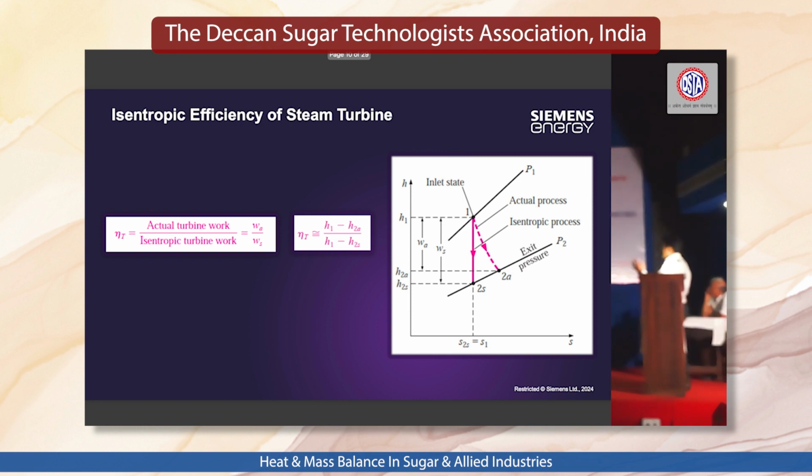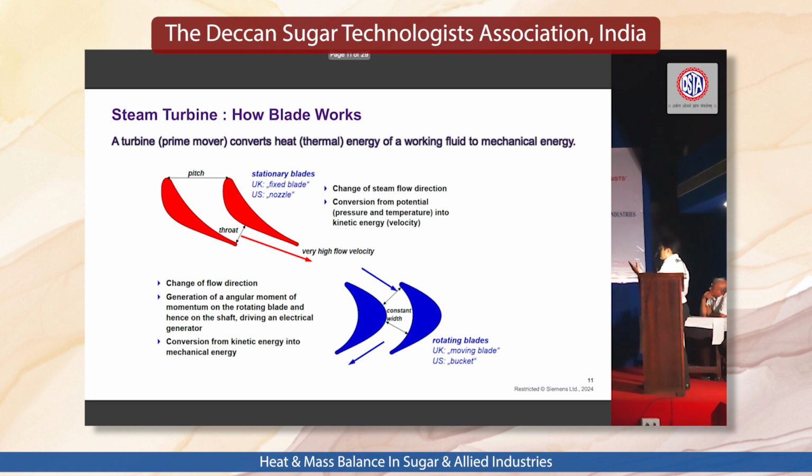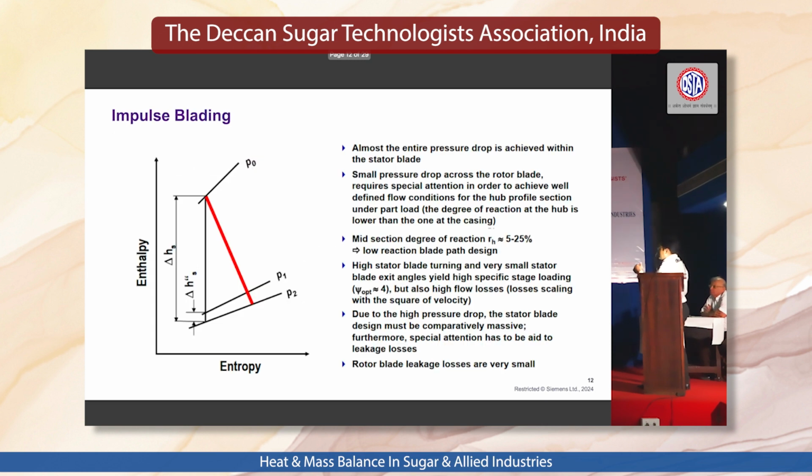Now I am going fast through this slide because it was already explained earlier. The main thing in the turbine for efficiency is the blades, and this is how the blade works, where because of the conservation of momentum principle, the heat energy is finally converted into kinetic energy and shaft power. Now there are basically two types of blading: impulse blading and reaction blading. I am going fast with this impulse blading and reaction blading.